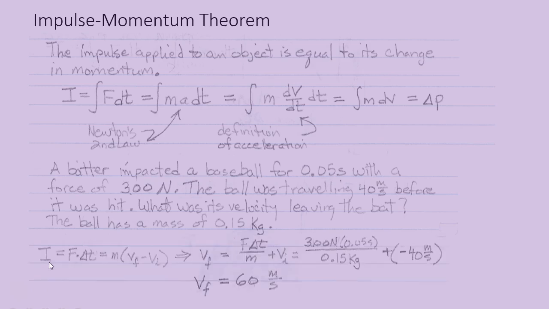In this case, our impulse is equal to the force times delta t, and that is equal to the change in momentum. The mass of the baseball is not going to change while it's being hit, so our change in momentum is mass times (v_f minus v_i). We can rearrange this expression to find v_f. We plug in our known quantities, and if the baseball was coming into the batter, and we consider that the negative direction, then the baseball leaves the bat in the positive direction at 60 meters per second.